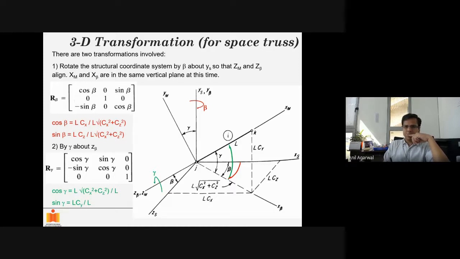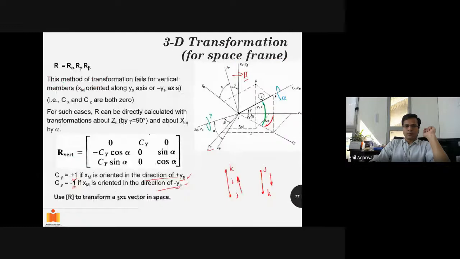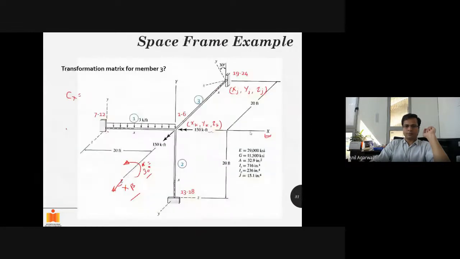So if the member length is L, this is the member, its length is L. Its projection in the global x direction is called L Cx. Agreed? So the member's projection divided by member length is Cx. Likewise, the member's projection in the y direction divided by member length is Cy. The member's projection in the z direction divided by member length is Cz. Follow it?